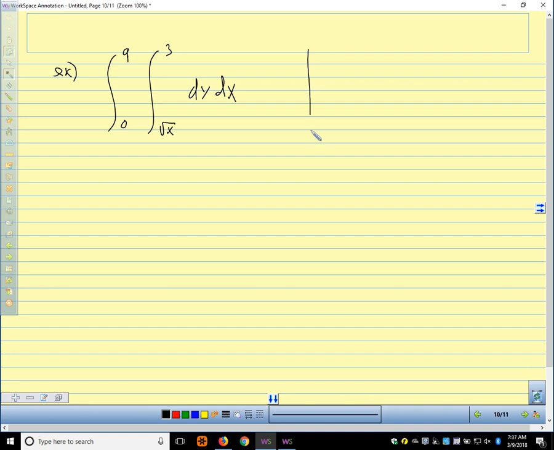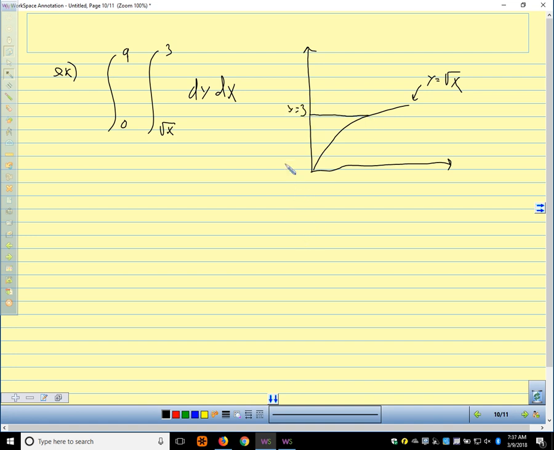All right, let's sketch this region. First off, are these rectangles vertical or horizontal? Vertical. So we're integrating with respect to y first. So y is going from square root of x to 3. Well, there's y equals square root of x, and there is y equals 3.